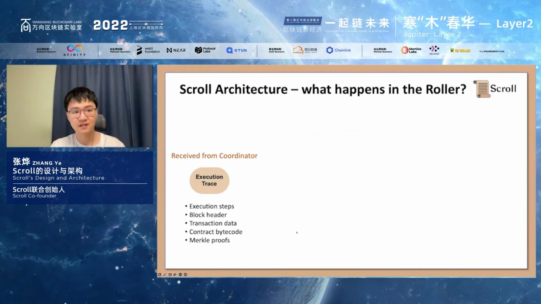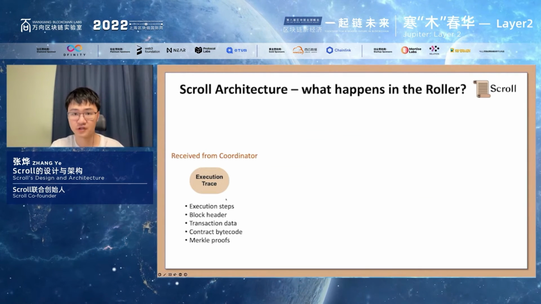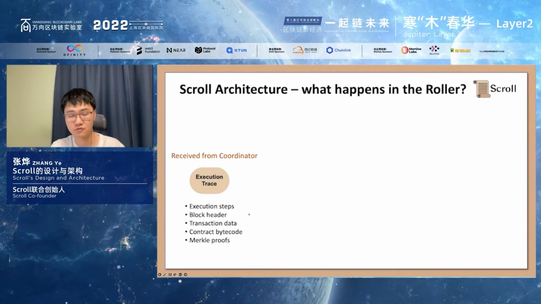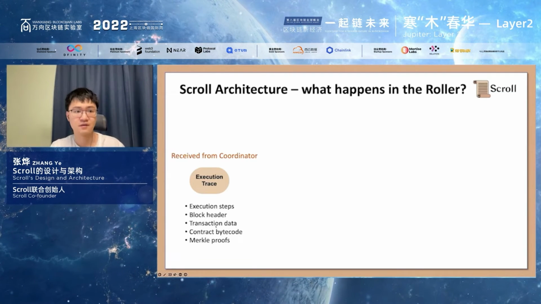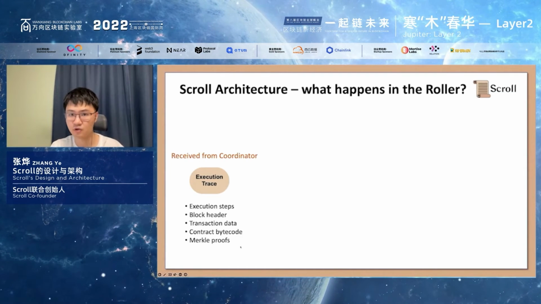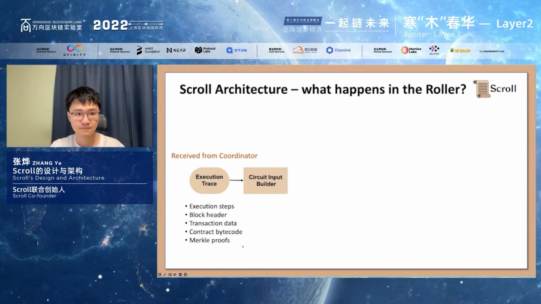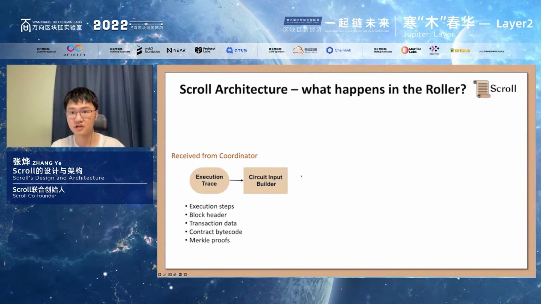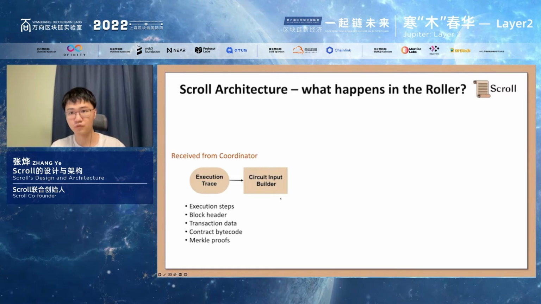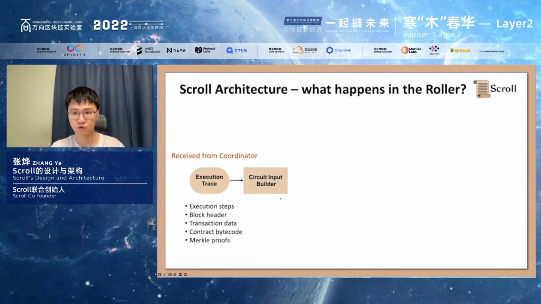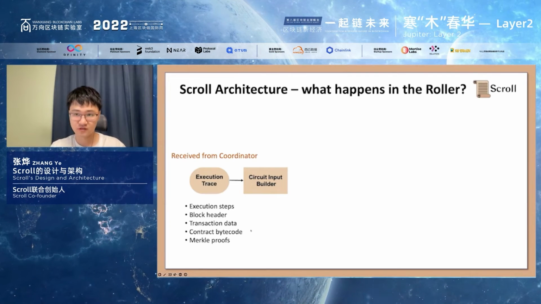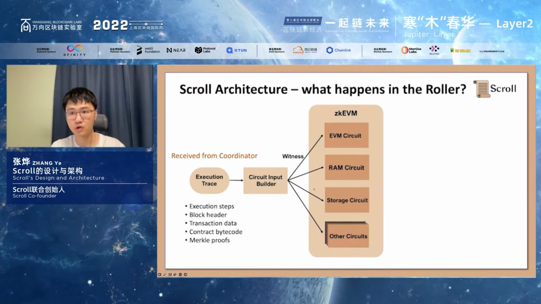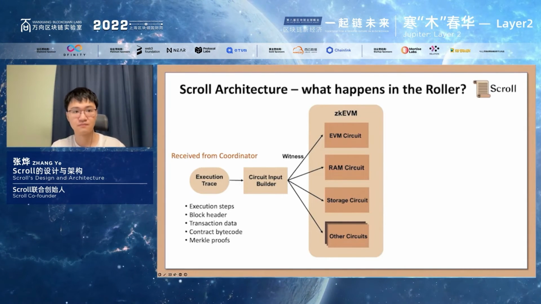Firstly, it will receive some execution trace from the coordinator, right? It includes some execution steps, for example, your push, pop, all those opcodes you're executing, and some necessary data: your transaction data, bytecode data, and Merkle proofs for elements. And then it will translate this into a circuit format using the circuit input builder, because ZK circuits require a different format. So you need to translate from this format to something that ZK circuits can use. And this information will be used as witness for different ZK circuits.